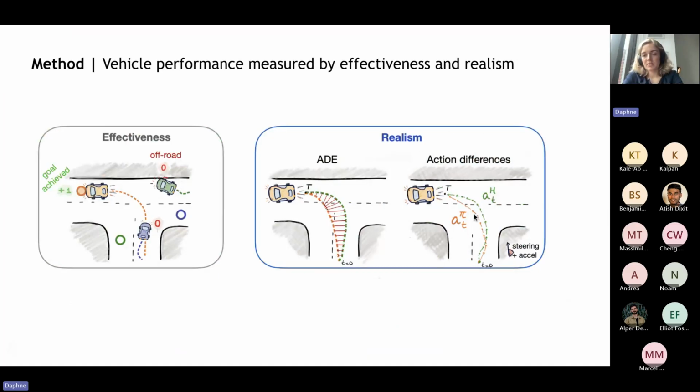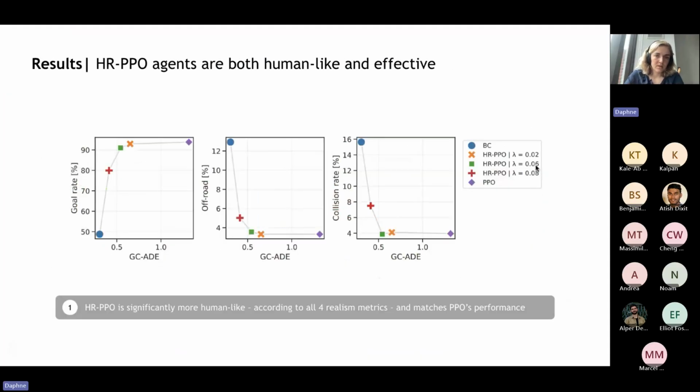You can also look at the action differences. This is just at every time step, which action did my policy take and which action did the human take. We have 4 of these realism metrics, but I'm only going to show you the ADE here. But in the paper there are more details. So, results.